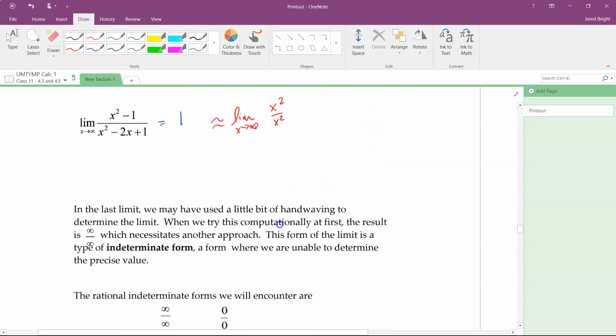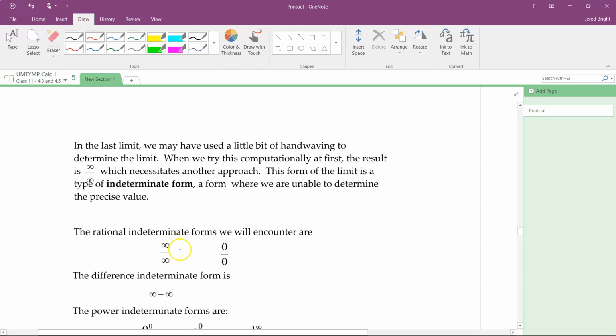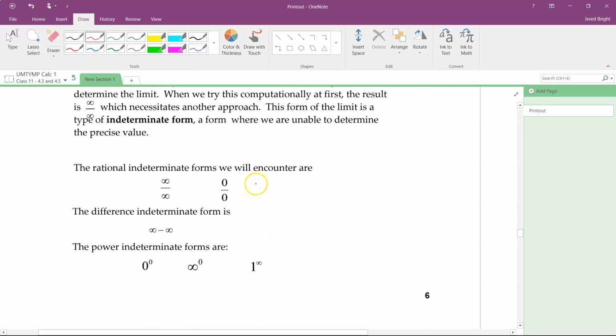And so when we talk about this infinity over infinity idea, that is called an indeterminate form. Okay, so the rational indeterminate forms we get are infinity over infinity or 0 over 0. You could also have a combination like 0 over infinity, etc. 0 over infinity would be 0, but then infinity over 0, what is that? So we have to think about that too. And I'll also mention these can be plus and minus. There are differences that are indeterminate as well, and then we have power indeterminate forms.